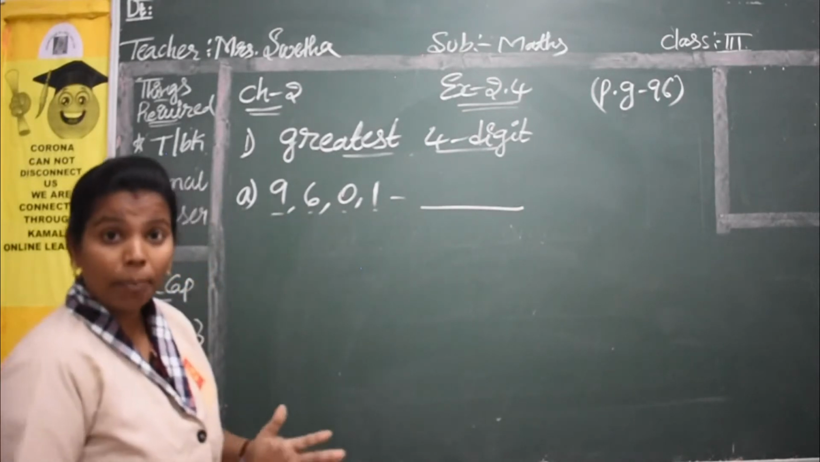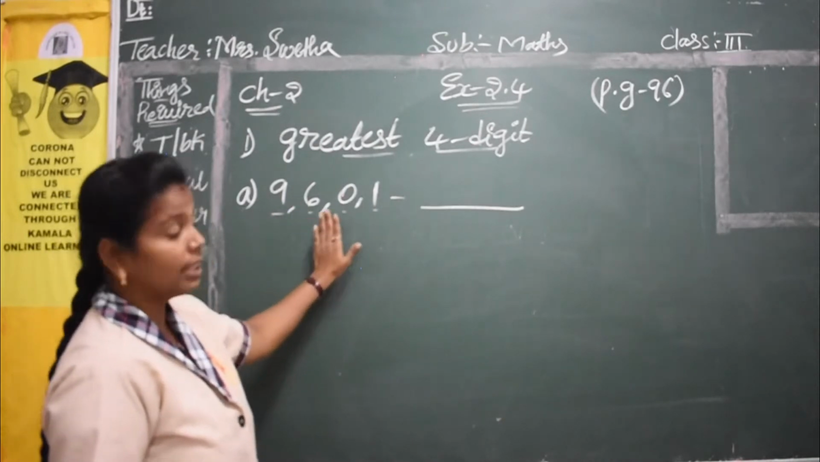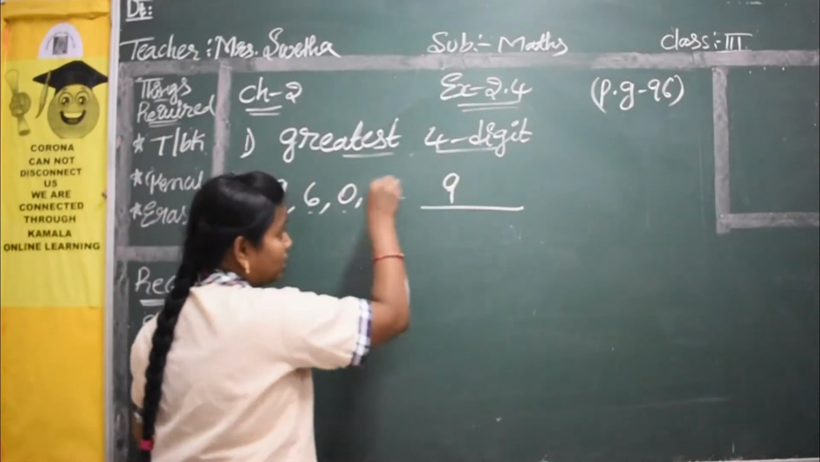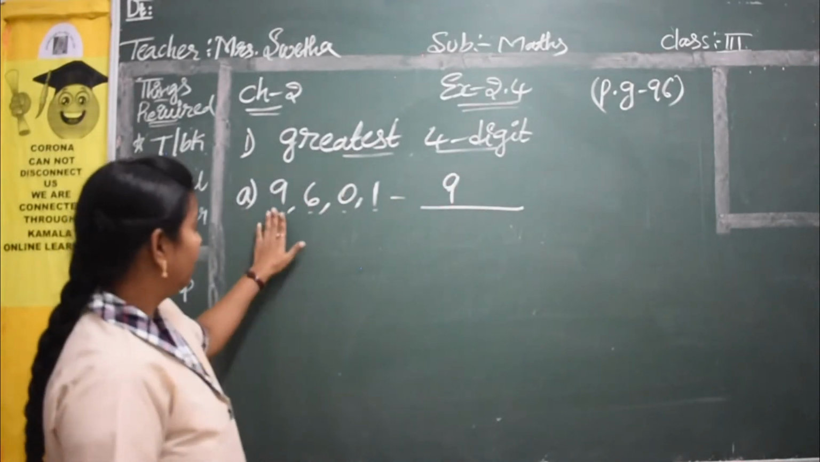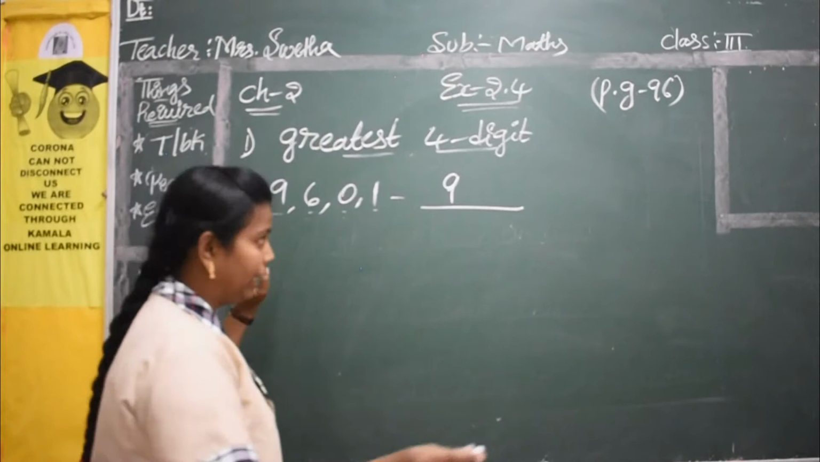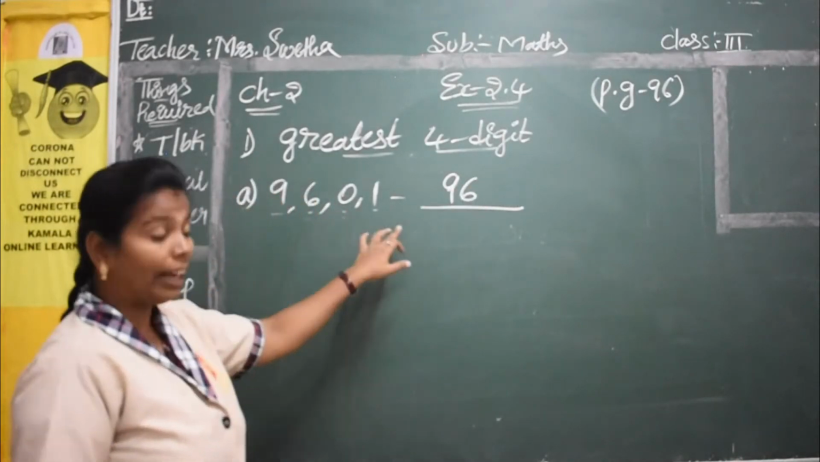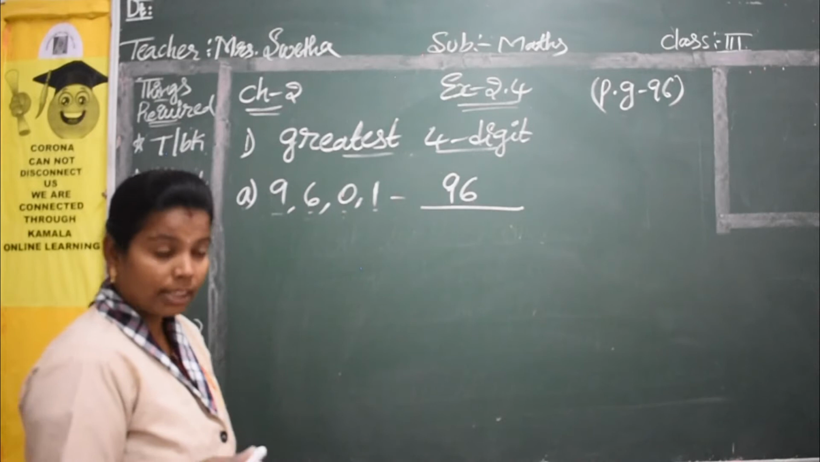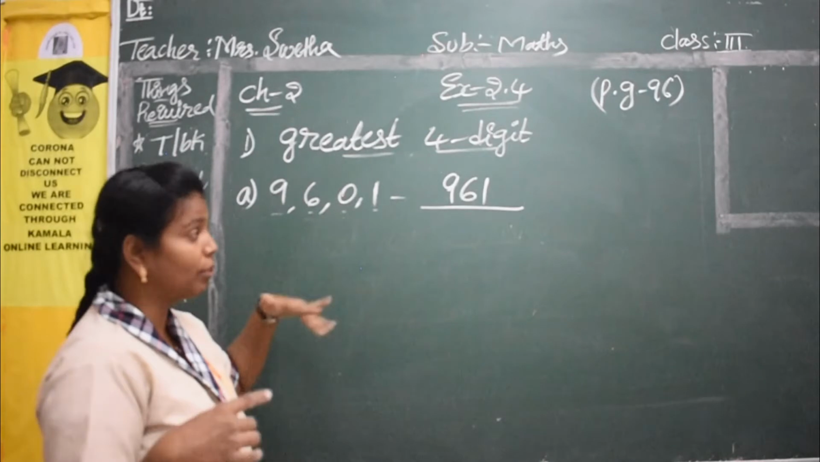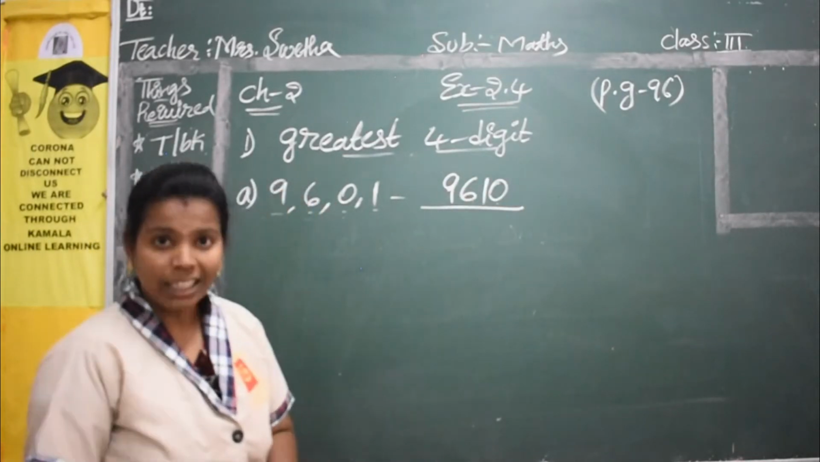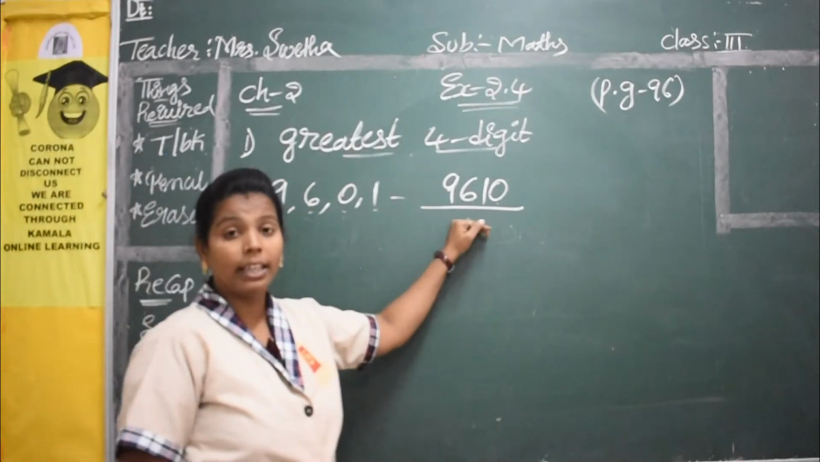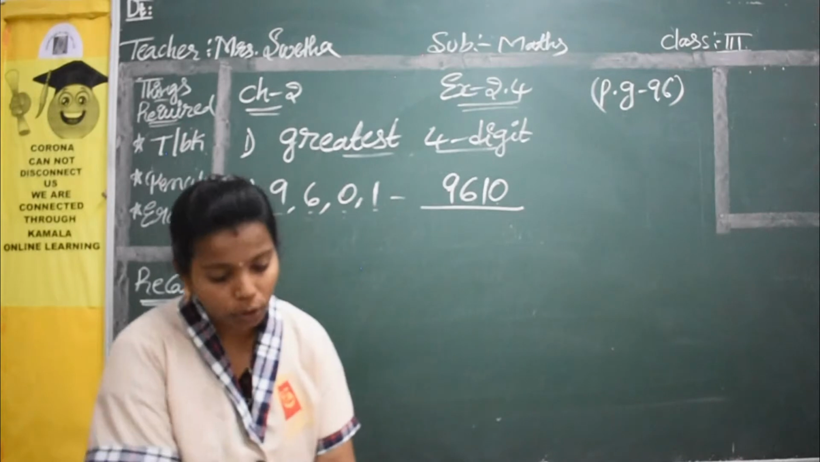Which is the greatest number? 9, 6, 0, 1. Which is the biggest one? Yes, 9. So take number 9 first. Don't write a comma after the number. Then leaving 9, from 6, 0, 1, which is the greatest one? 6. So take number 6. Next 0 and 1. Which is the greatest one? Yes, 1. So take number 1. The last number 0 is left, so we take that last. So the greatest number formed with 9601 is 9610. This is about your first one.